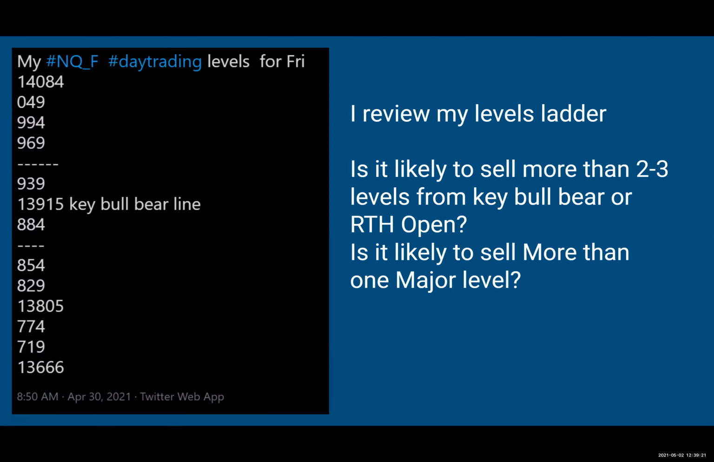So I review my levels. This is identified like a ladder level, right? This is why I don't look at anything else. My system is very, very simple. I like to keep things very simple. So I have this opening pivot point that is 3915. I call it the key bull bear line, and then I have 939 and 884. Those are the boundaries of that.